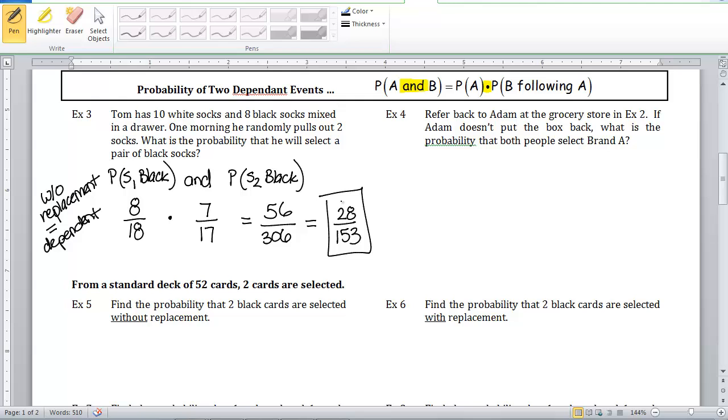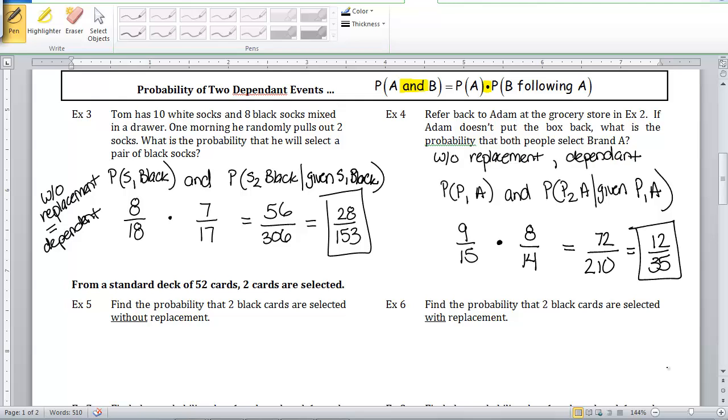In example 4, we're referring back to example 2 from above. Adam is going back to the grocery store. If he did not replace the one box he took, what's the probability that both people would select brand A? Pause the video and complete example 4.